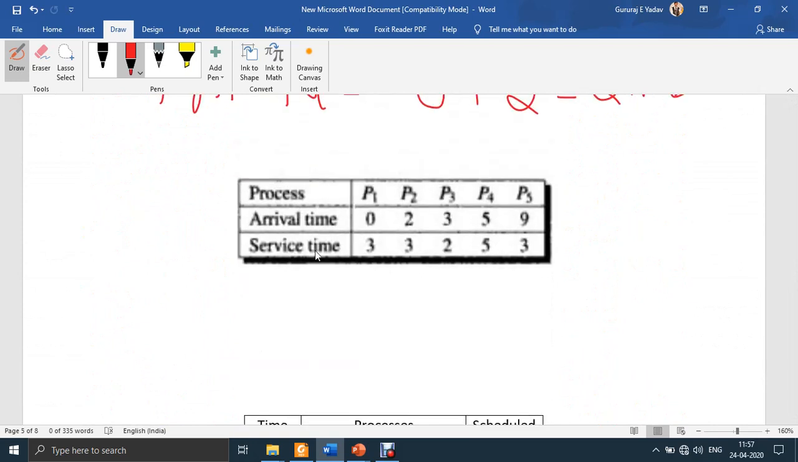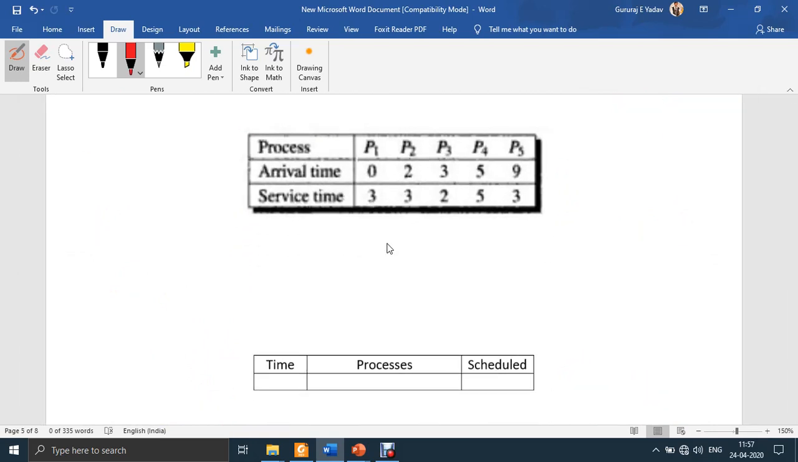So this is the problem. The problem can be given like this also. Can you see this? What is given? There are 5 processes: P1, P2, P3, P4, P5, and their arrival times are given. Arrival time for P1 is 0, so that means before the start of the execution, P1 has arrived. P1 is already present. But P2 is arriving at 2 milliseconds. Let's say the time units are in milliseconds.